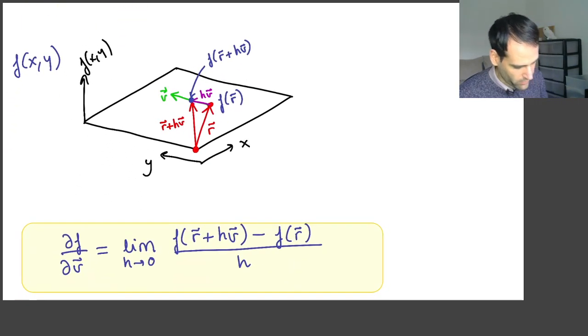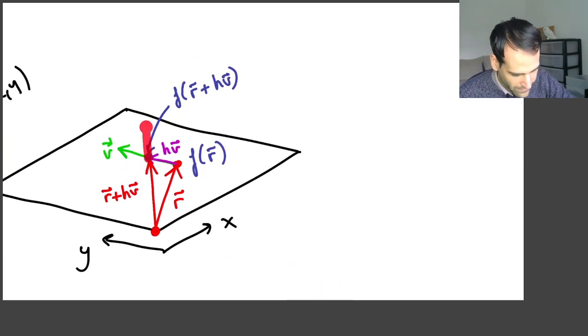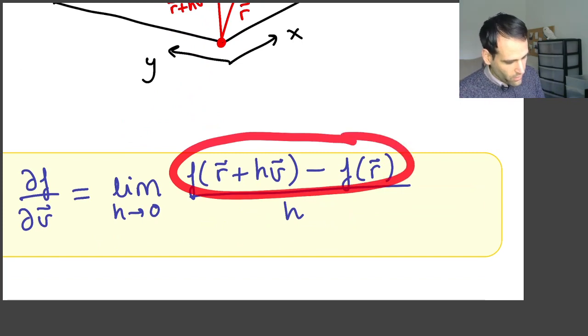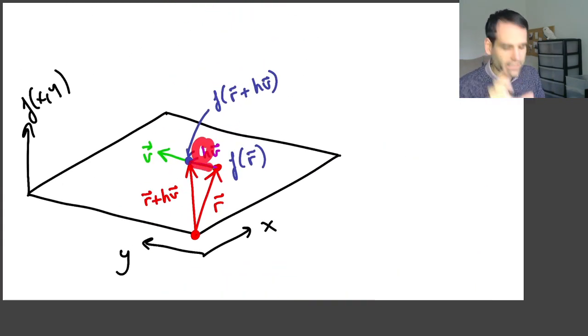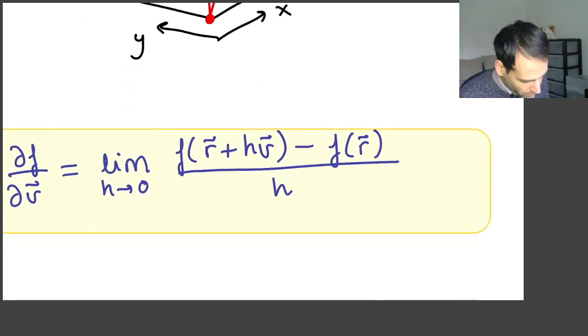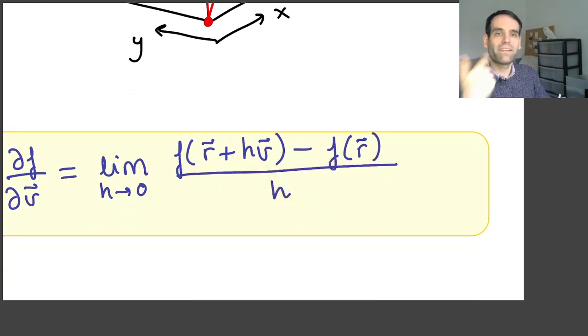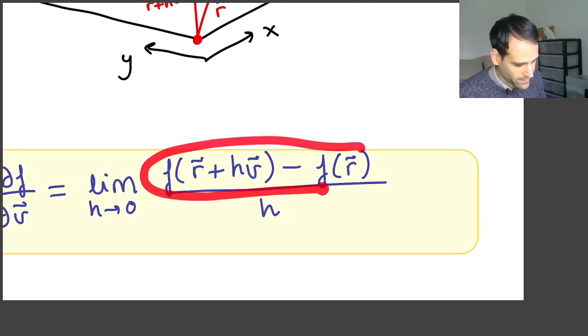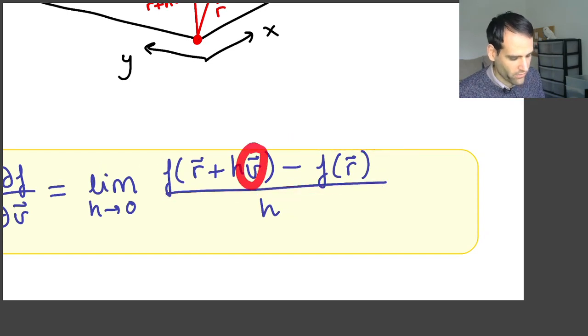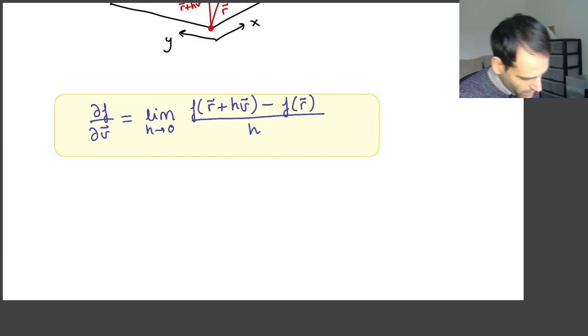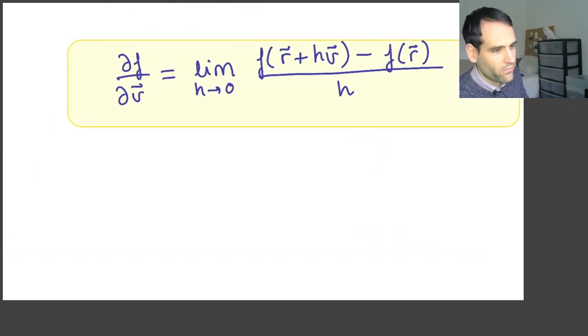But try to think of what this means. If we subtract f of r plus h v minus f of r, we are looking at the height above this point and subtracting it from the height above this point. So the difference in heights is on the numerator. Of course, if we make h smaller and smaller, that difference will be smaller and smaller. But then we divide by h, so this kind of compensates for the fact that we can make h very small. So this is telling us how fast is f changing in the direction of the vector v. Okay? And if you think about it, this is a generalization of partial derivatives.